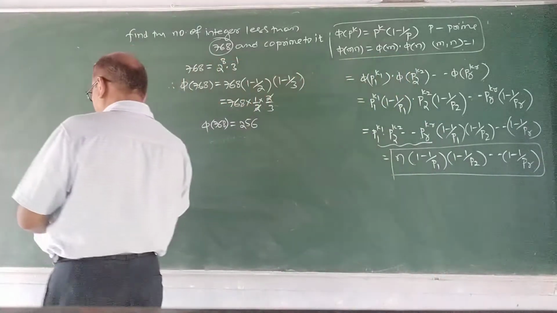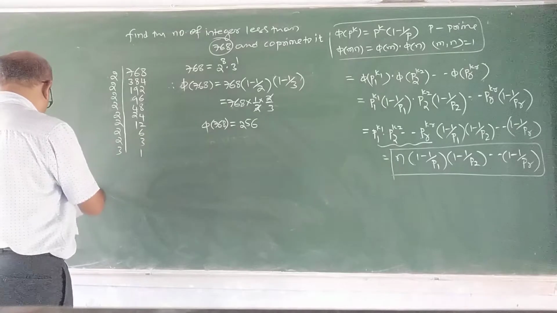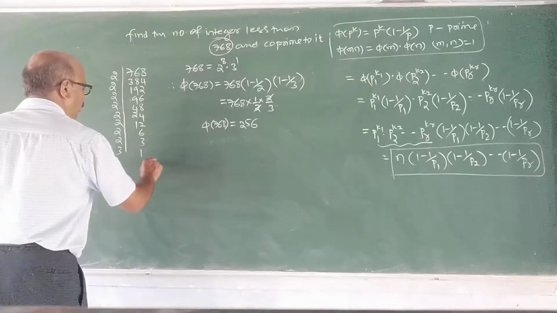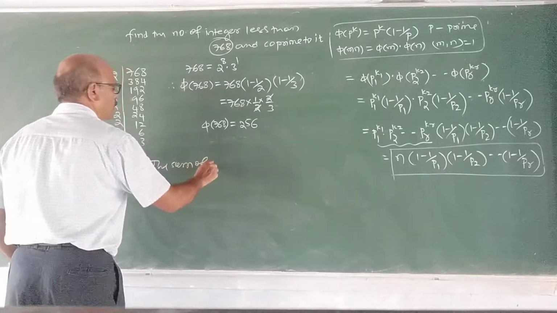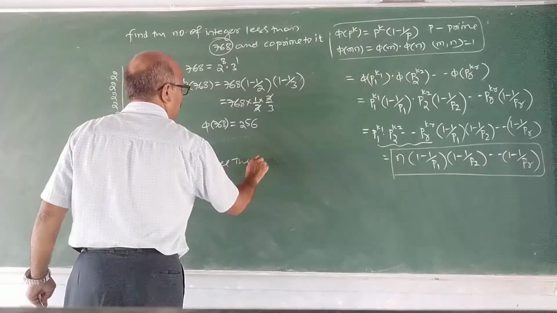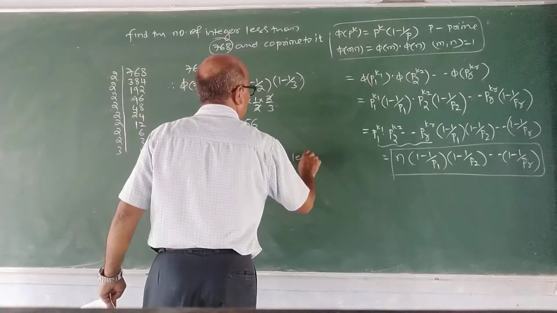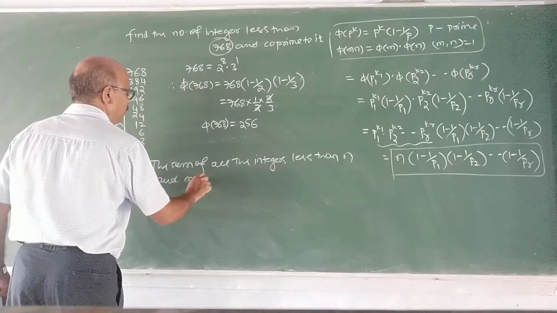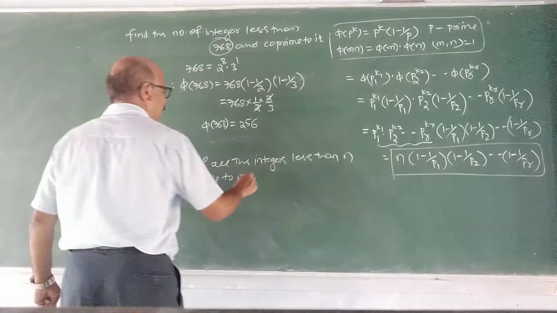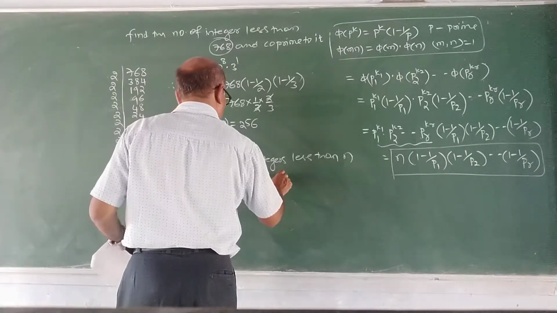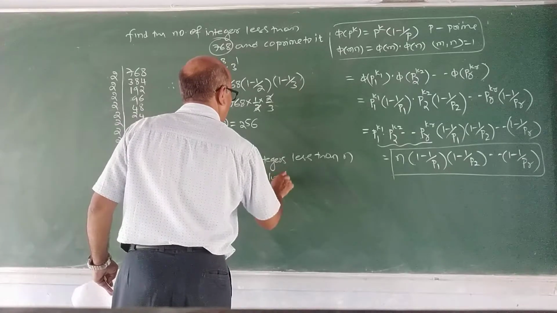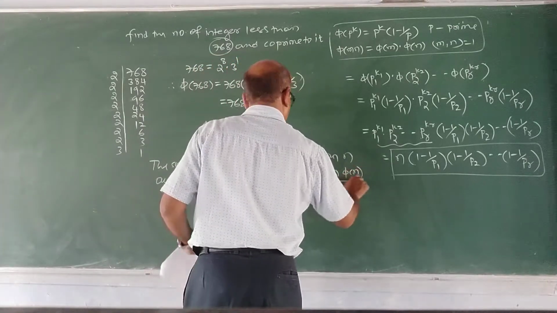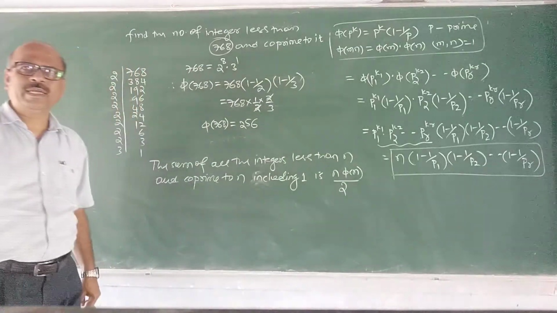And one more formula is there, that is the sum of all the integers less than n and co-prime to n, including 1, is n into phi n upon 2. N into phi n upon 2.